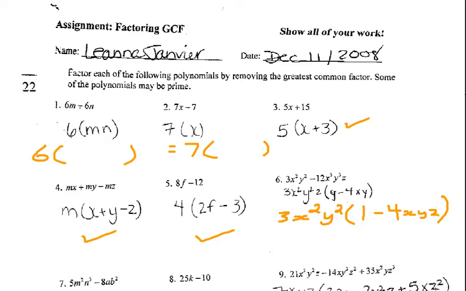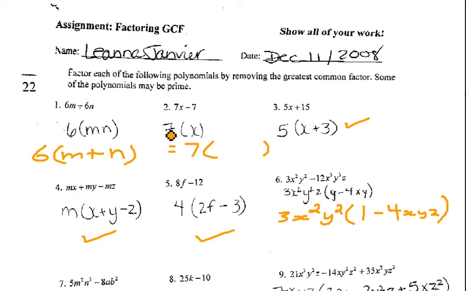So all we have to do on this assignment is look for the greatest common factor. You knew that 6 was the greatest common factor between 6m plus 6n. So once you pull out the 6, you should still have two terms in here. Okay, so of course it would be m plus n. Let's try that again. M plus n.